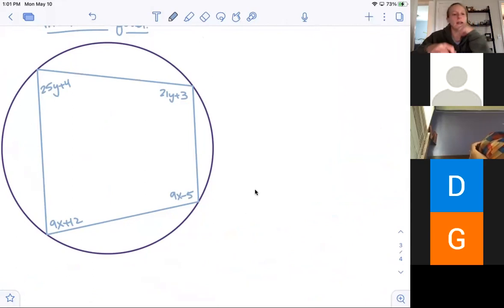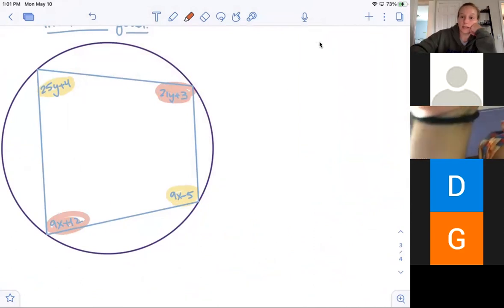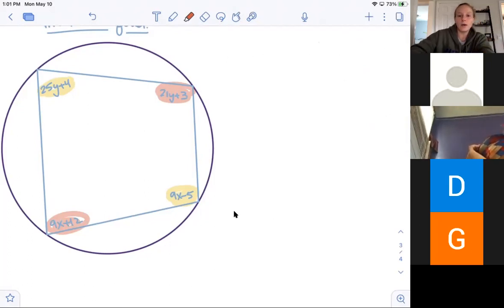I know a couple things about this. I know that my opposite angles are supplementary, and I know that they don't have the same variable. So we're going to have to set up a system of equations. We're going to set them equal to 180, so we've got two things. Once I do that, I need to make sure to combine all my like terms and just get x plus y equals all my other numbers on the other side.